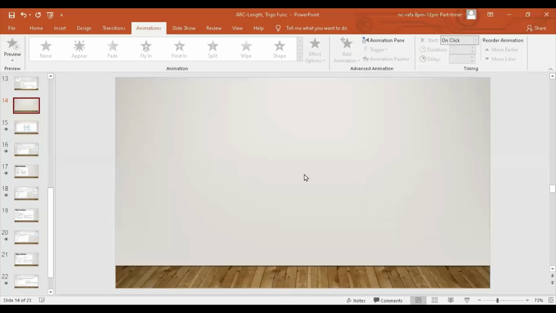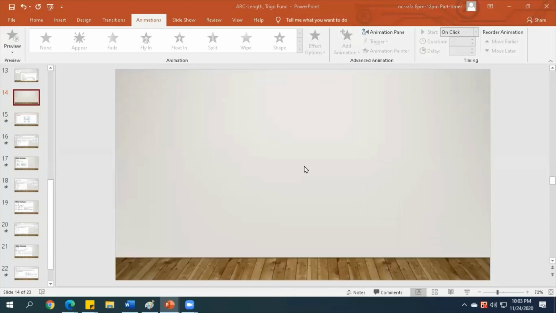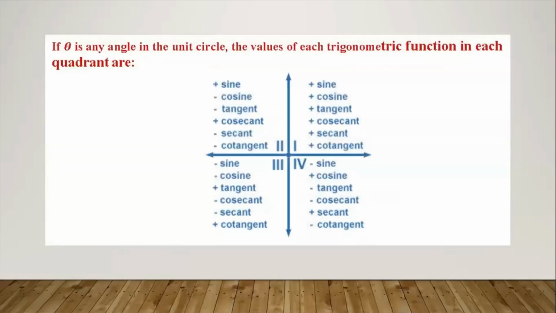Hello everyone. In this video, we are going to continue discussing the trigonometric functions. And here in this part, we are going to encounter a different condition. And before we proceed to those conditions, we need to take note of this thing.